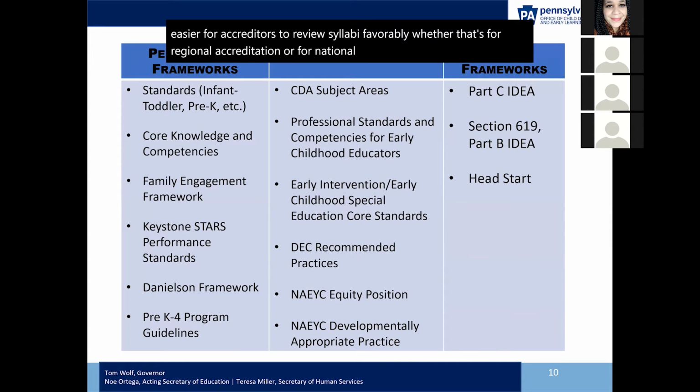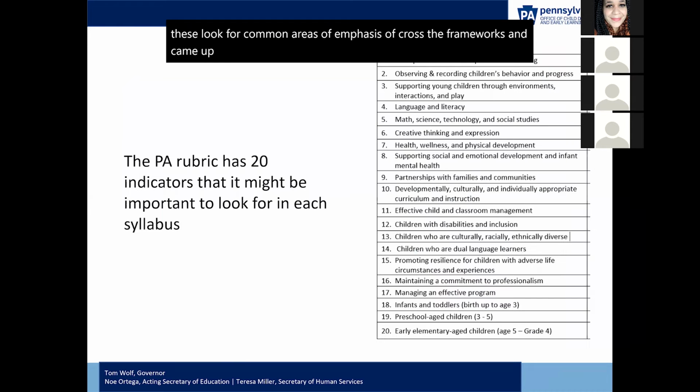So what I wanted to share is how the Pennsylvania rubric came to be. We examined state frameworks, we examined national frameworks, and we examined federal frameworks, those being the frameworks that really apply to, for example, children with disabilities. Looking at these, we looked for common areas of emphasis across the frameworks and came up with 20 indicators that you see listed on this sheet. They're also listed on your copy of the rubric, which I'm guessing you have in front of you.